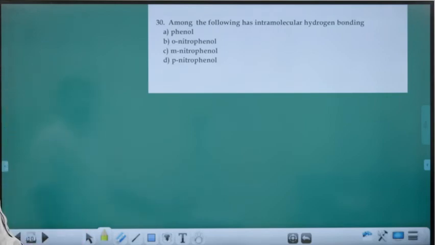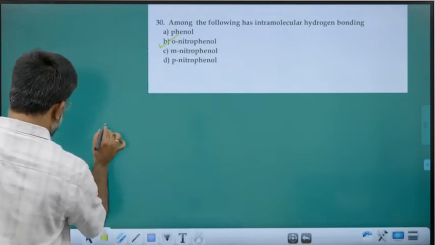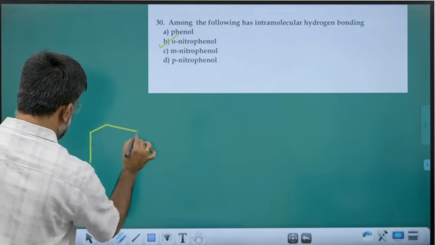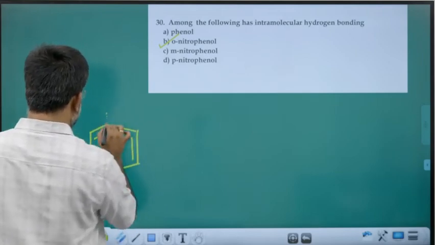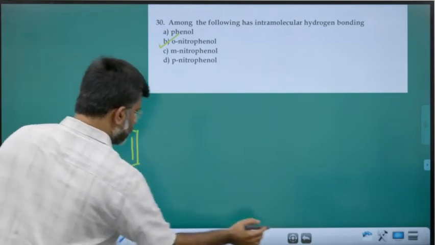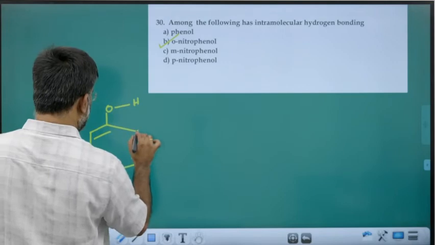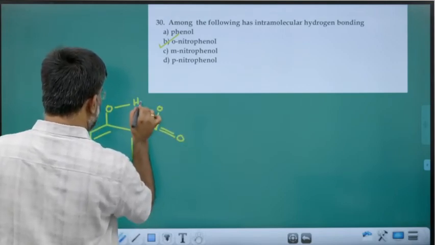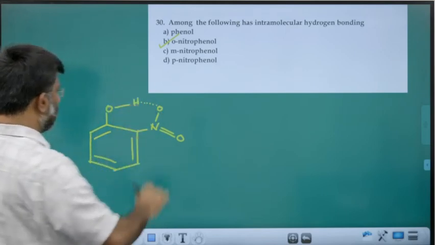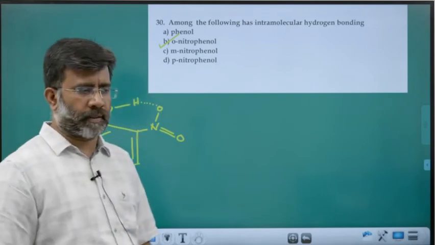Which has intramolecular hydrogen bonding? Orthonitrophenol. In orthonitrophenol, there is intramolecular hydrogen bonding as the groups are at adjacent positions. This is ortho, this is phenol, and this is orthonitrophenol, which makes a hydrogen bond, and it is intramolecular hydrogen bonding.